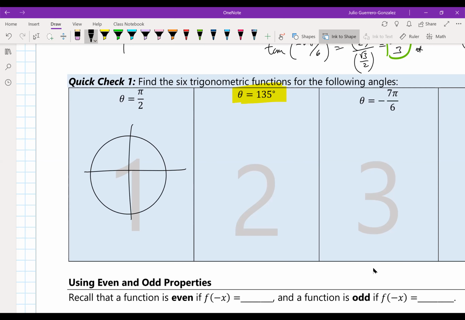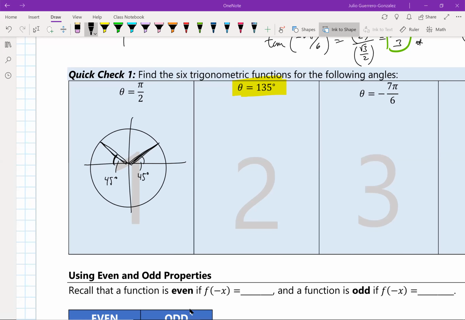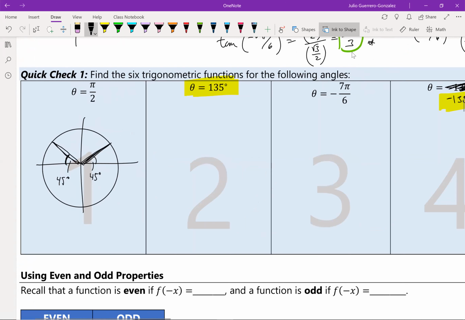Okay. So for 135, we know that it lives somewhere over here, right? And if we use our reference angle, it's 45 degrees. So that means we can look at the equivalent 45 degrees that's over here and use that to make our decisions. We just have to keep in mind that 135 is in that second quadrant, right?